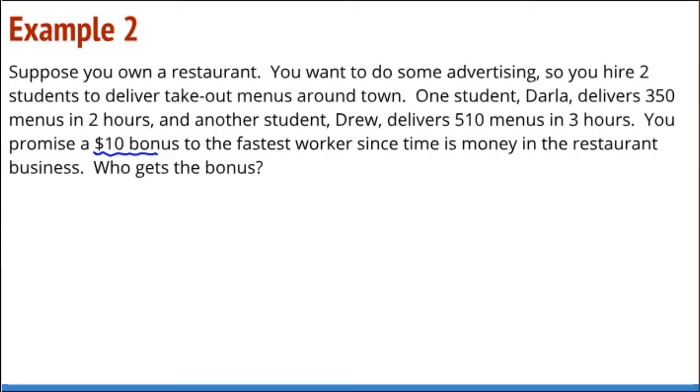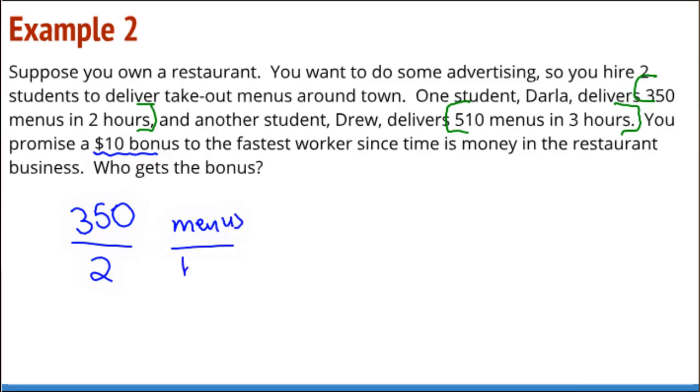Well, we need to have a comparison. Who gave out the most menus for their given time? Hopefully at this point, you have said, hey, I've got a rate here, and I've got a rate here, and I need to make a comparison. Let's take a look. We've got 350 to 2, and that's menus and hours, and we have 510 to 3.